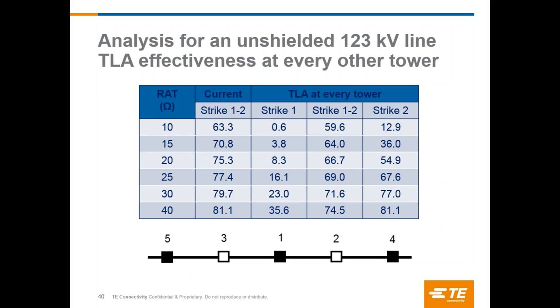In the case of TLA at every tower, for lower footing resistance in case of striking one, we have just 0.6 outage per 100 kilometer year. However, when you increase the tower footing resistance, for example to 25 ohms, we have a high level of 16.1 outages per 100 kilometer year. When lightning strikes point number two, we have a higher outage trip, and a higher outage trip also happens when the lightning strikes between points one and two.